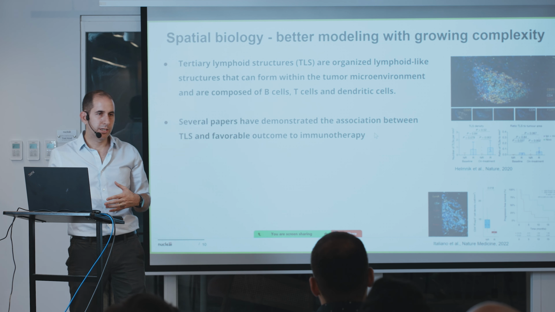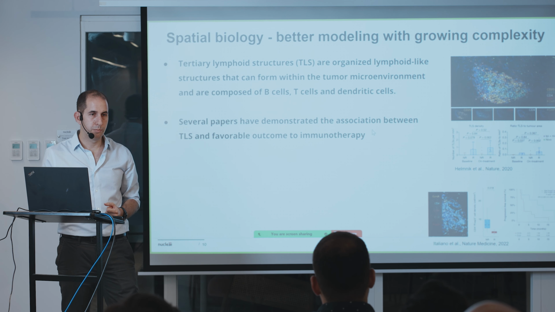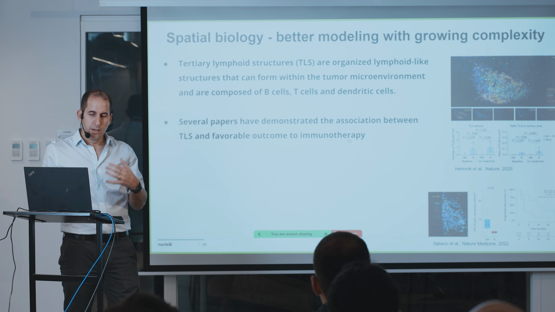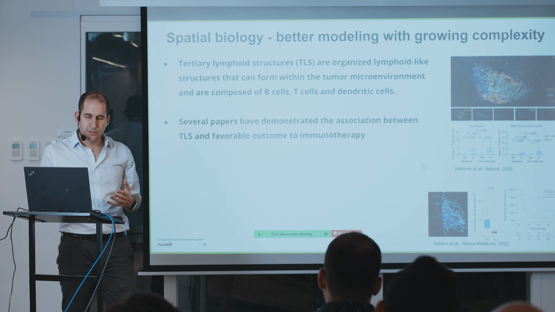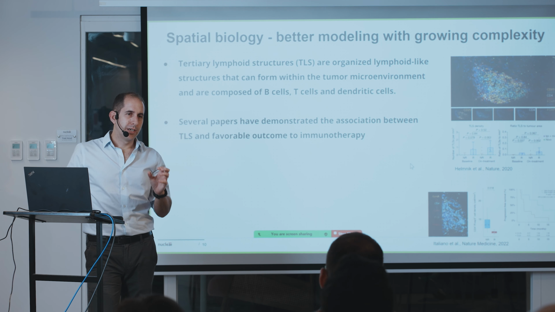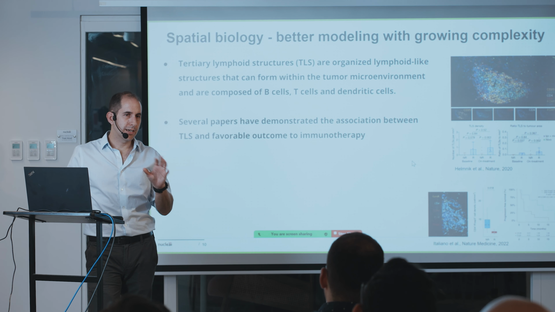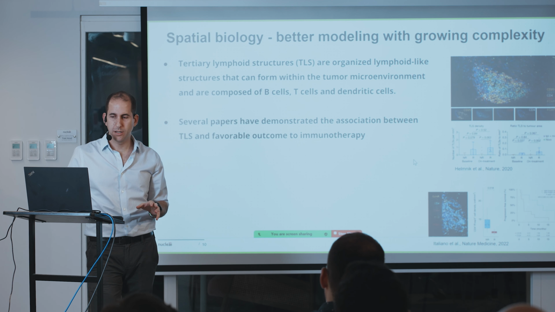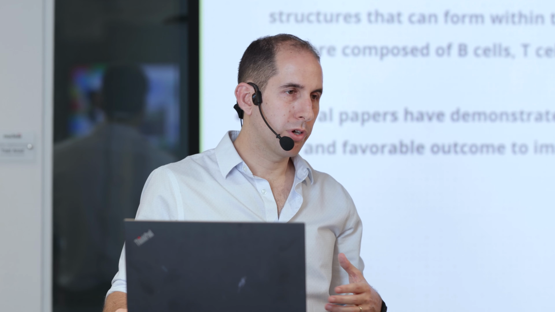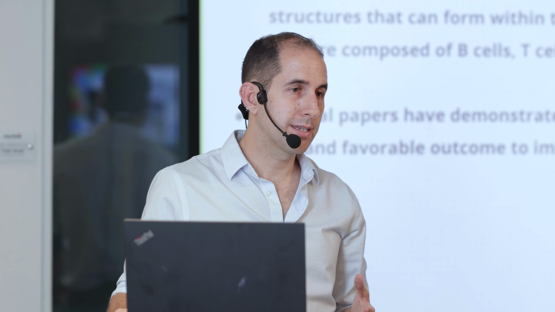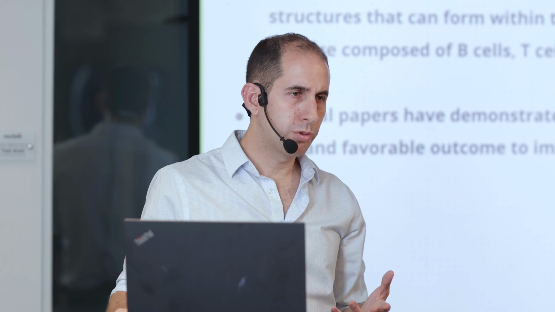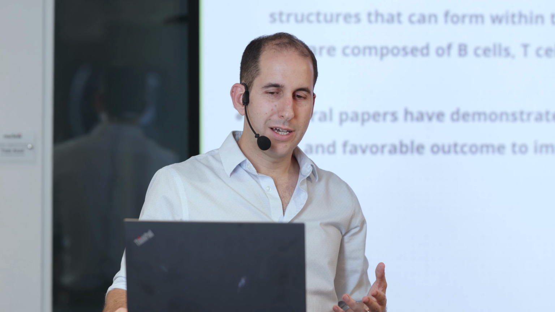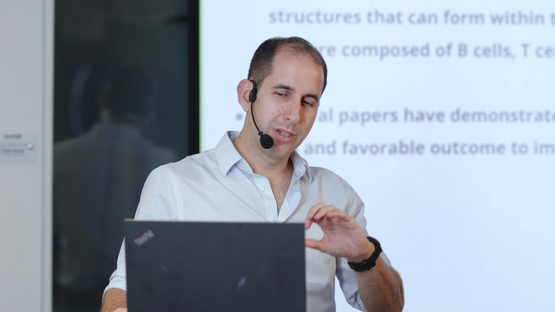And several papers demonstrated that the presence of TLS is associated with a better outcome to immunotherapy. But actually, a recent paper that was published last year demonstrated that it's not enough to know whether there is a TLS or not. Actually, the cell composition within the TLS also matters for the immunotherapy response. And they show that, for example, if you have high Tregs content within the TLS, your chances to respond to the treatment are lower. So now we need the markers to identify the TLS, but we also need markers to identify cells within the TLS. And the complexity just grows.